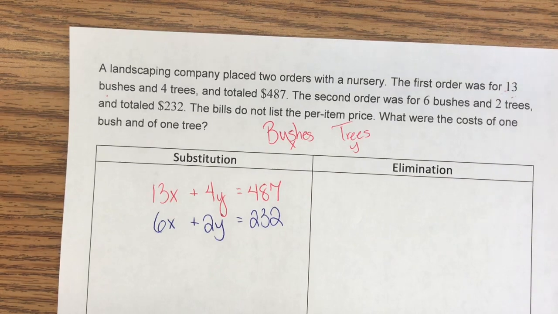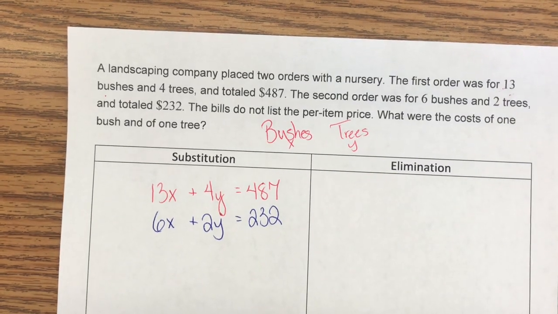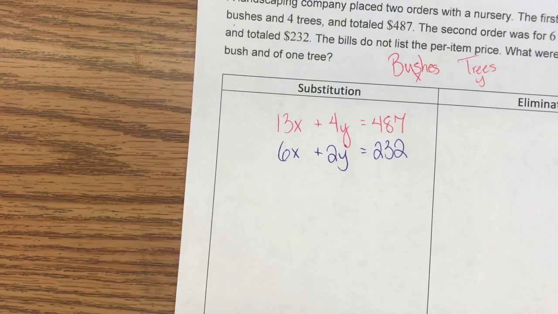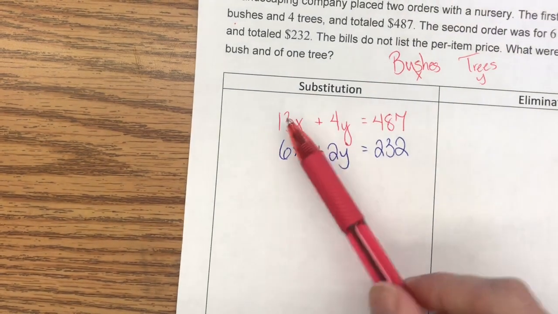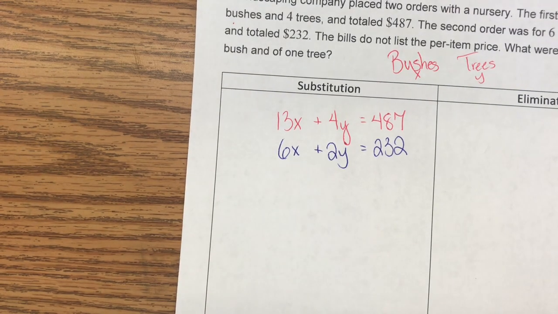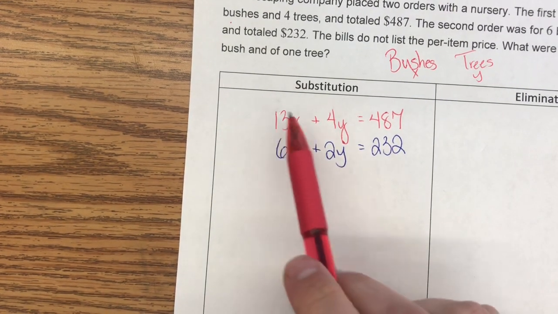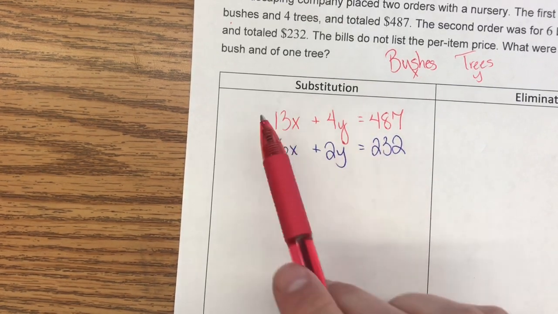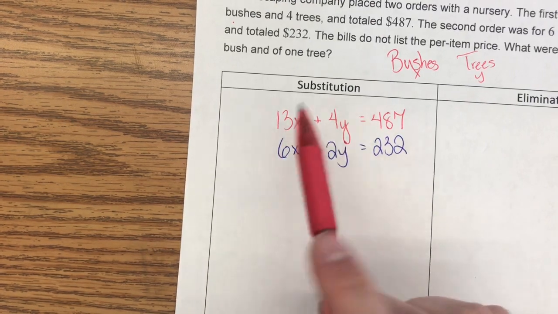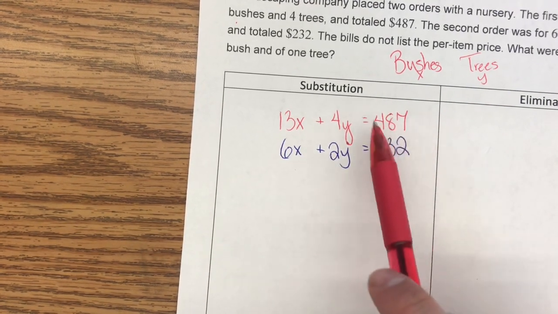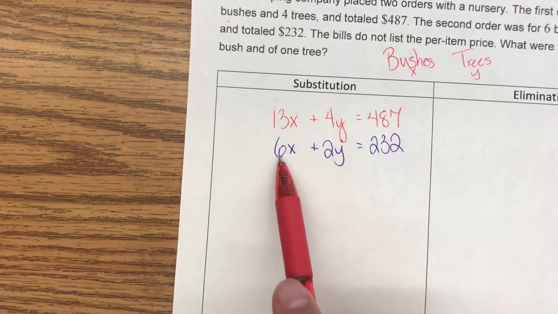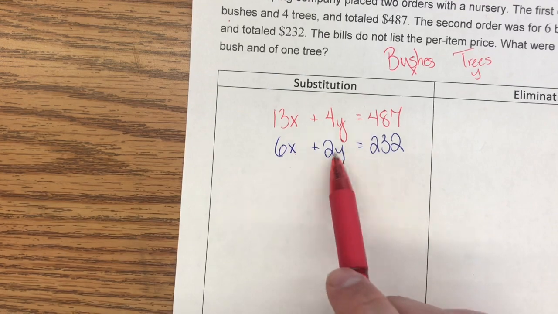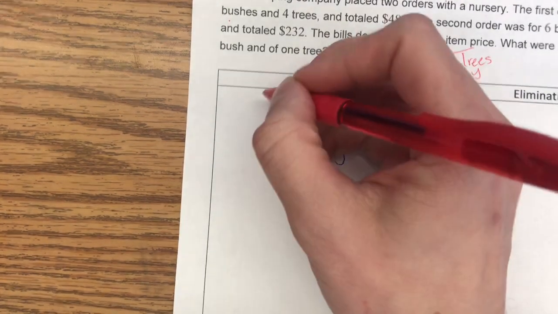$232. Okay, so to do substitution, I have to get one variable all by itself. And that's not at all the case in either of these. Looking at this, I have an X up here, I have a Y up here, 13 is attached to X, 4 is attached to Y. If I had to get any of those by itself, I'd have to eventually divide those numbers. And looking at that number right there, I really don't want to divide anything. So I'm looking at this X, but more specifically that Y down there. That Y only has a 2 attached to it.